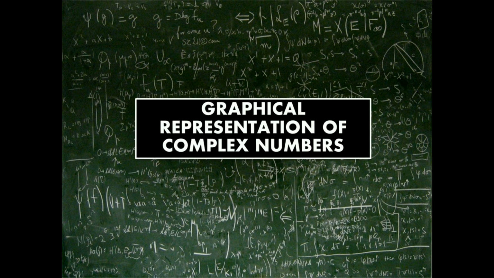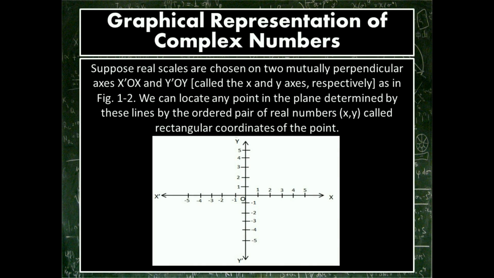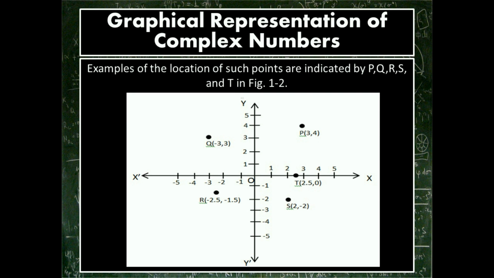Graphical representation of complex numbers. Suppose real scales are chosen on two mutually perpendicular axes, x and y, as in figure 1 of 2. We can locate any point in the plane determined by these lines by the ordered pair of real numbers, called rectangular coordinates of the point. Examples of the location of such points are indicated by P, Q, R, S, and T in figure 1 of 2.